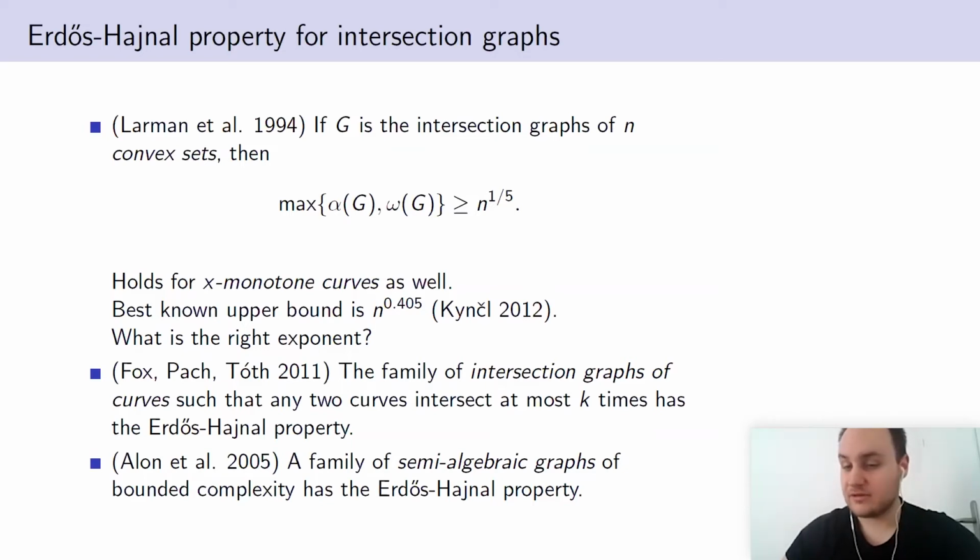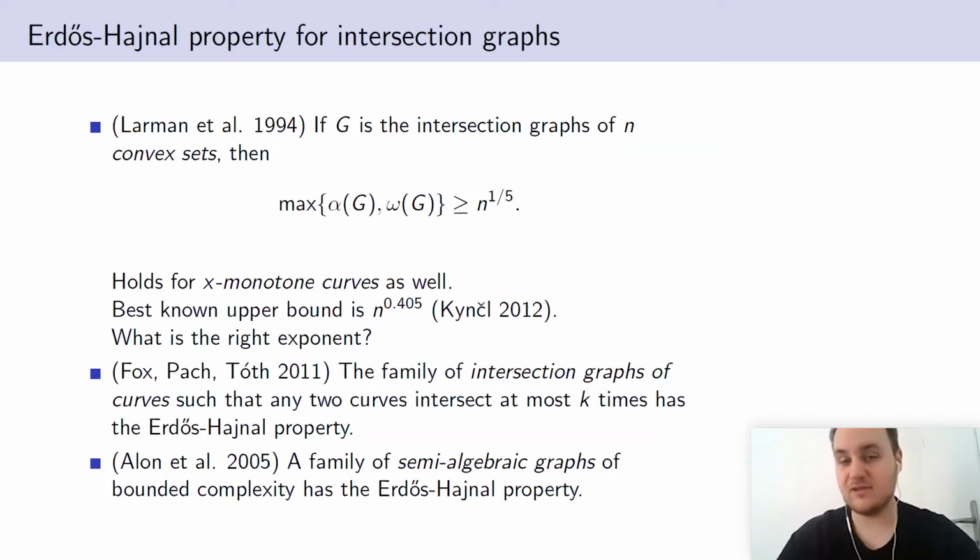So I'm not going to really talk about semi-algebraic graphs, so let me just briefly describe what this means. If your graph can be described by, let's say, the vertices of your graph are just points in some fixed dimensional space, and your edges are defined by polynomial relations, that's a semi-algebraic graph. And if you have such a graph, then it has the Erdős-Hajnal property.